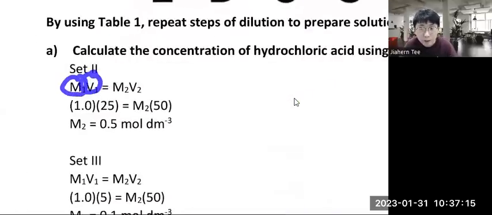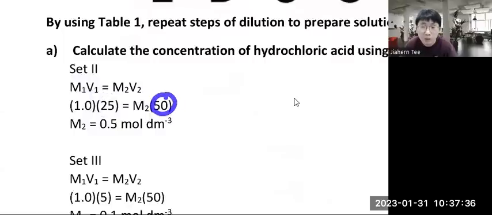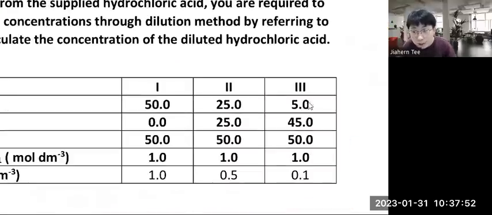This is M1V1, the initial molarity and the initial volume, which is the 25 cm³ of acid, right? Then you see V2 is 50. Why is V2 50? Because of the acid after adding water. Acid 25, add water also 25, so together is 50. So when your volume V2 is 50, then you do your maths. You multiply this, you bring this over, you divide, and you get M2 equals 0.5 mole per dm³.